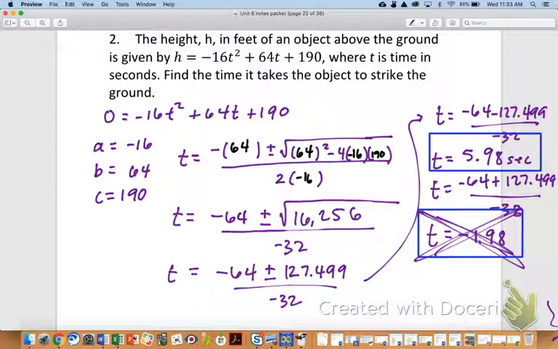So our answer is 5.98. So we just say 5.98 seconds is when the ball would hit the ground. Roughly 6 seconds, of course, after the ball was launched or thrown or whatever happened to it, the ball hits the ground. Okay?